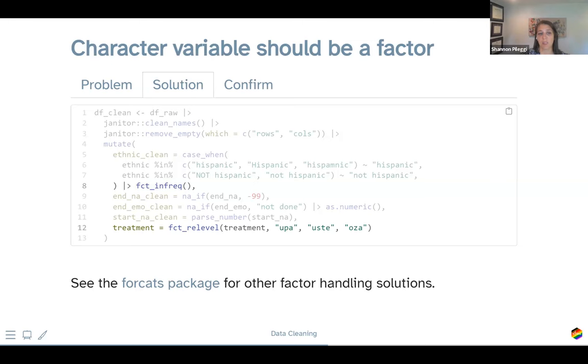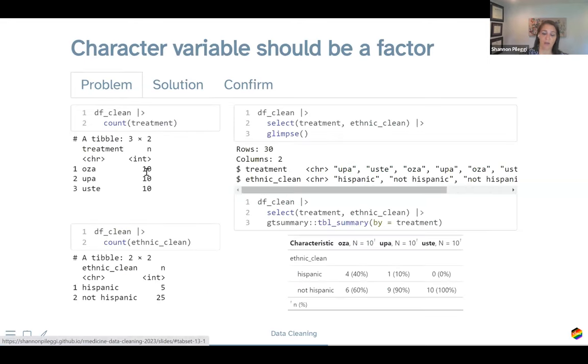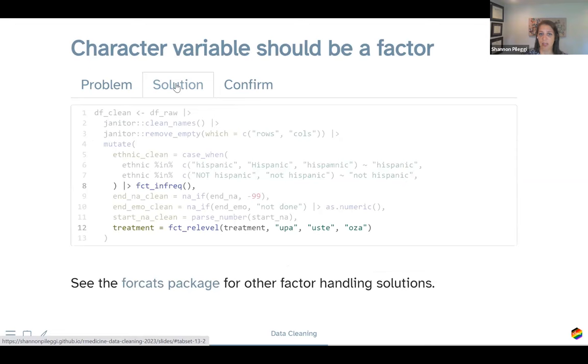A separate function that I'm using to recode the treatment variable is the fct_relevel function. So in this case, if you recall, they have the same frequency, right? 10, 10, and 10. And our objective here isn't necessarily to code it in terms of some sort of frequency, but maybe there's a standard of care that needs to go first, or there's a logical ordering to these different treatments. So here I'm explicitly stating the level ordering of this treatment variable. So I want Upa to be the first level, then Usti, then Oza. Now these two functions, fct_infreq and fct_relevel, are from the forcats package. And there's a whole host of functions you can use to handle factors in the forcats package. So I'm just showing you two here.